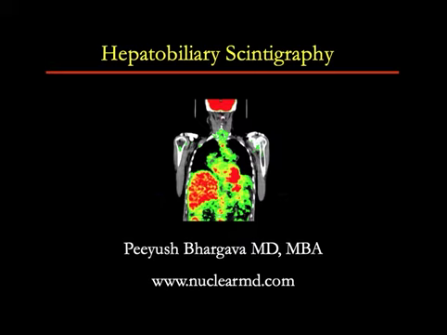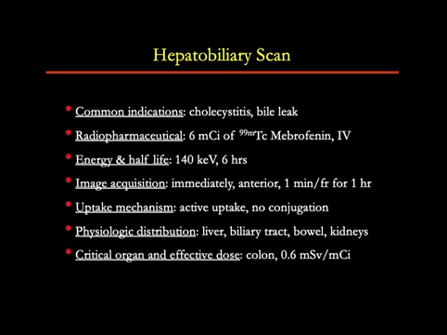HIDA scan or hepatobiliary scintigraphy is performed for several indications, including cholecystitis, both acute and chronic cholecystitis, and to evaluate patients for bile leak. The radiopharmaceutical used is 6 millicuries of technetium-99m mebrofenin, which is injected IV, and immediately after injection of the radiopharmaceutical, we acquire dynamic images of the abdomen in an anterior projection 1 minute per frame for 1 hour. We review those images and decide if any intervention is needed, such as delayed imaging, administering CCK to calculate gallbladder ejection fraction, to do a SPECT CT, or to give morphine.